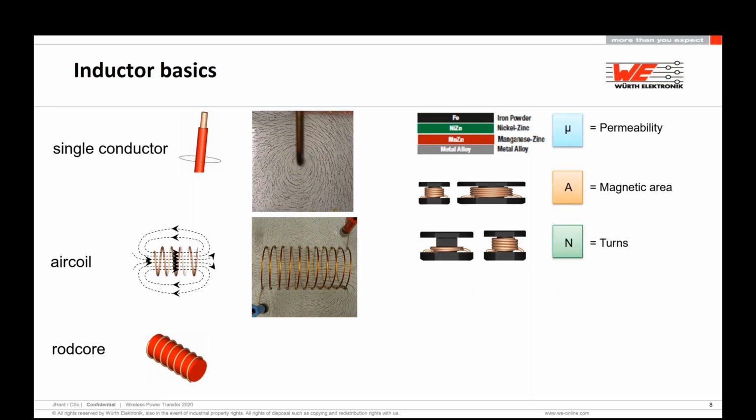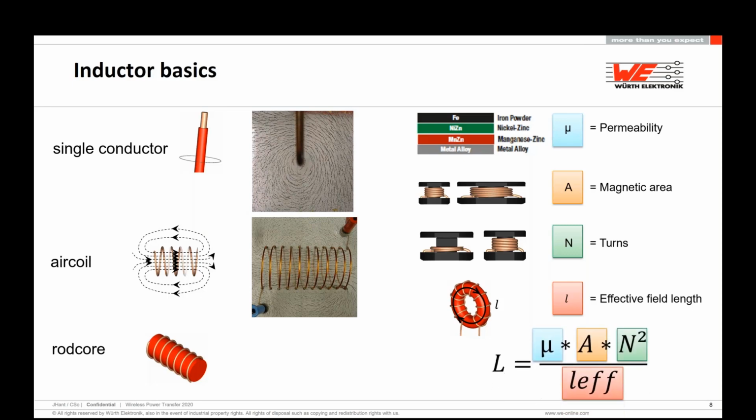On top, as mentioned before, I have different numbers of windings inside of the used area. And in the end, the effective field length, which is shown here in the rod core and in the ring core, is this black arrow. In the end, the inductance will be calculated from the permeability multiplied by the magnetic area multiplied by the turns squared, divided by the effective field length.